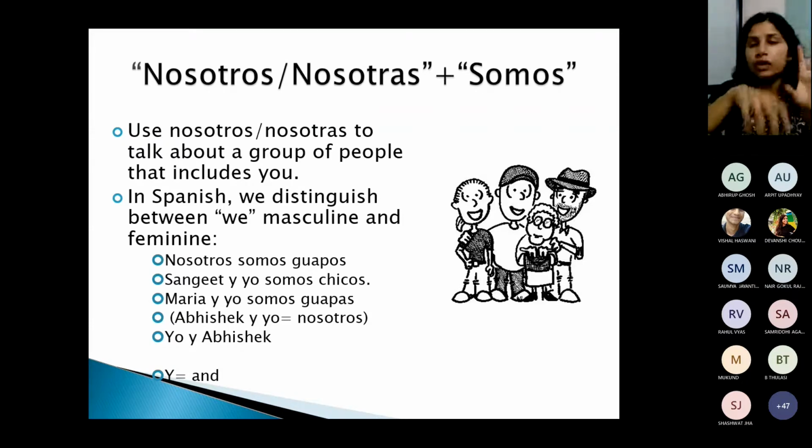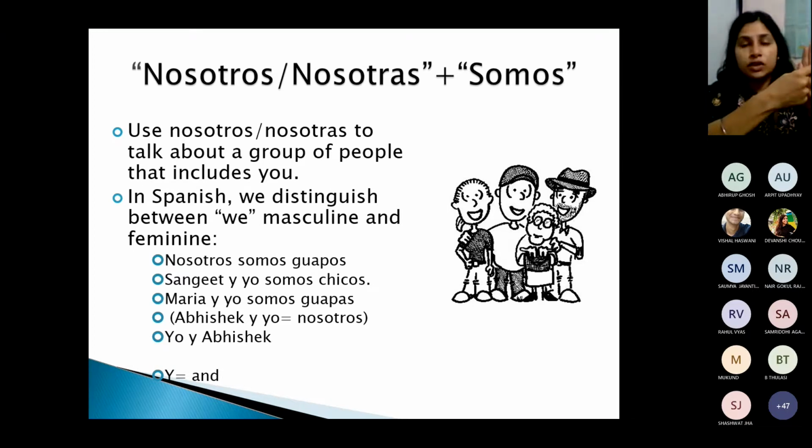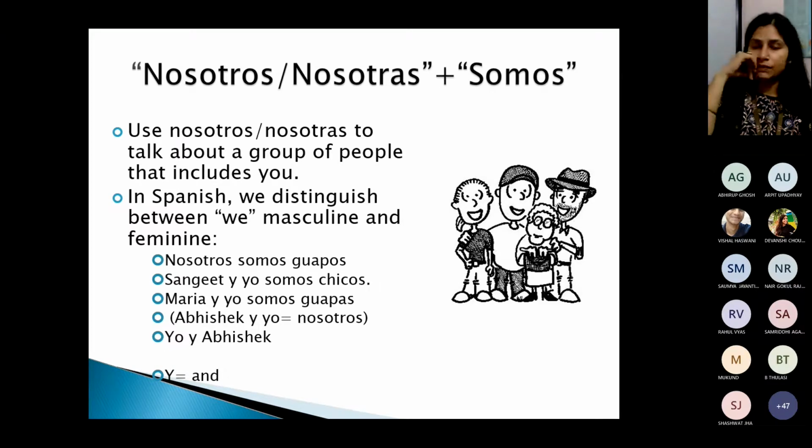So the verb which I will use for this named one will also be somos, okay? Because it is not one. If it is one, then it is yo soy. But when four more people come in, then I will be using nosotros, okay? So coming back to here, nosotros somos guapos, as I said. Then I'm putting here Sangeet y yo, no? The example, Sangeet is there, and then yo, I'm there. So now I'm not alone. Now two people are there. So it is plural. So I will use somos in place of soy. Vale? Is it fine? Are you understanding?